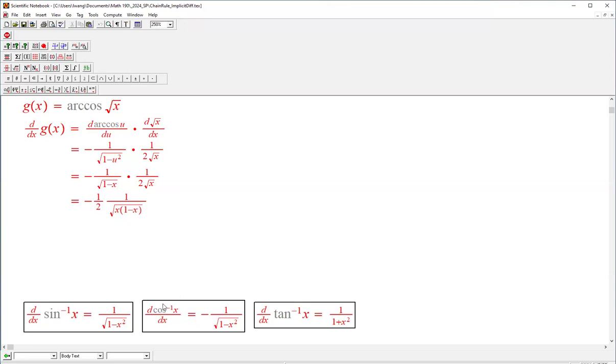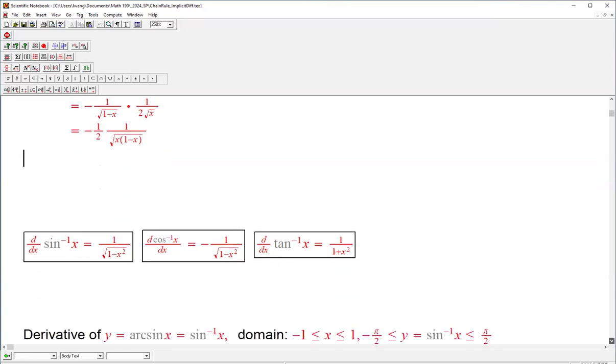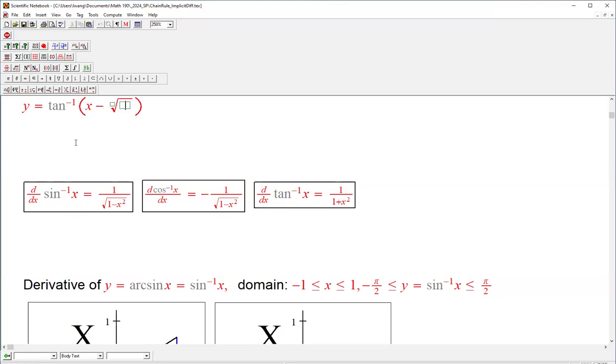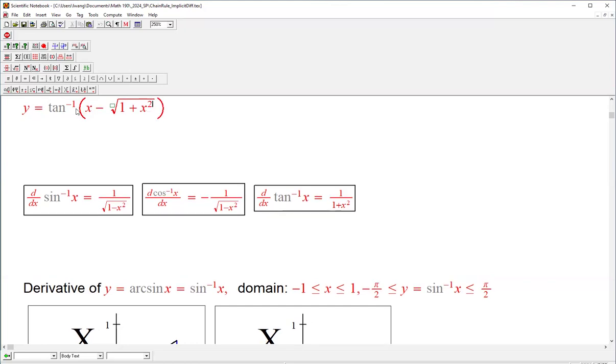Now the third example I'd like to go over, this one is going to be more interesting. Okay, and this one is y equals arctangent of x minus the square root of 1 plus x squared.